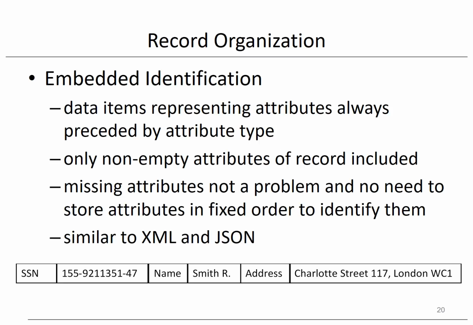In case of embedded identification, the data items representing attributes are always preceded by the attribute type. Only non-empty attributes of the record are included. See the figure. Because the attribute types are registered explicitly, missing attributes are not a problem, and there is no need to store the attributes in a fixed order to identify them. The obvious disadvantage is the extra storage space required for the attribute types. But for highly irregular records, this approach is still more efficient than relative location.